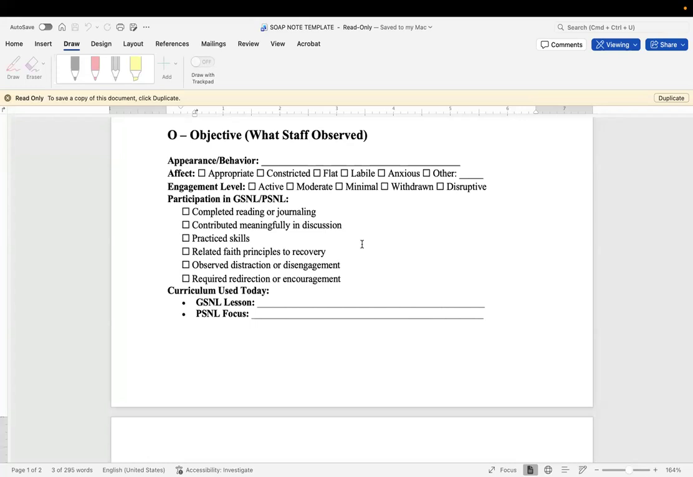And then any observed distractions or disengagement. So you can say that I was easily distracted after lunch, because that's a good indication that there may be either a food allergy, or that I'm doing it to stay awake, so it could be a blood sugar thing even. So very good thing to articulate and catch there. And then if I required any redirection or encouragement, just super quick to put there.